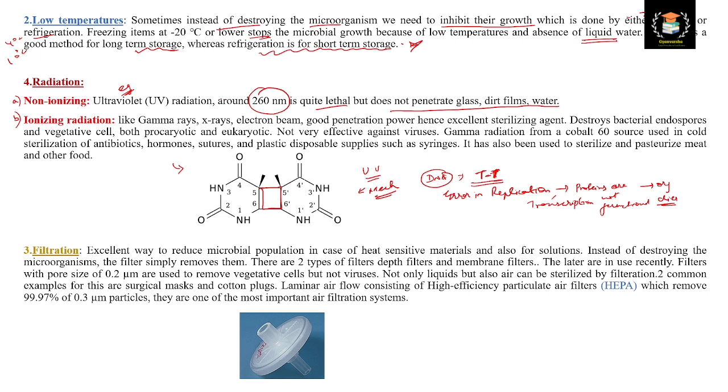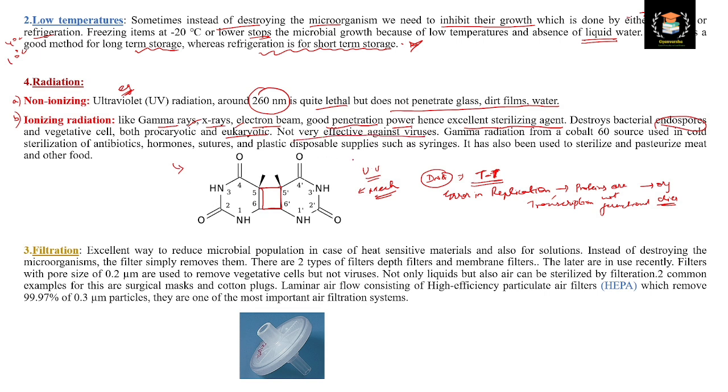Next is ionizing radiations. Ionizing radiations such as gamma rays, X-rays and electron beams have good penetration power, hence they are excellent sterilizing agents. They destroy even the endospores. Even the bacterial endospores are destroyed, of both prokaryotic as well as eukaryotic cells. Not only prokaryotic but also eukaryotic cells. But they are not very effective against the viruses.